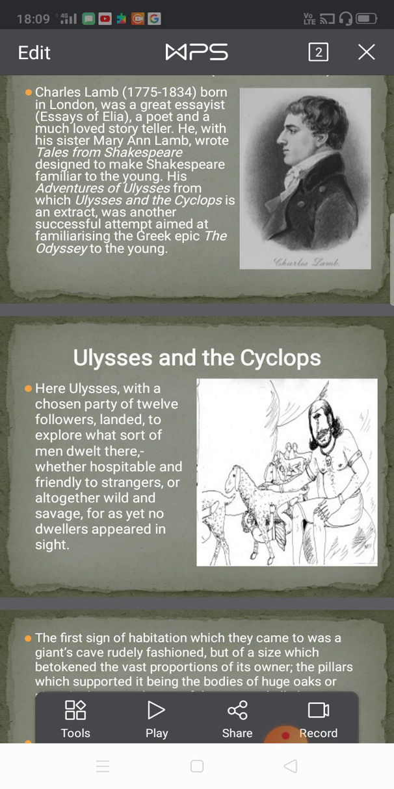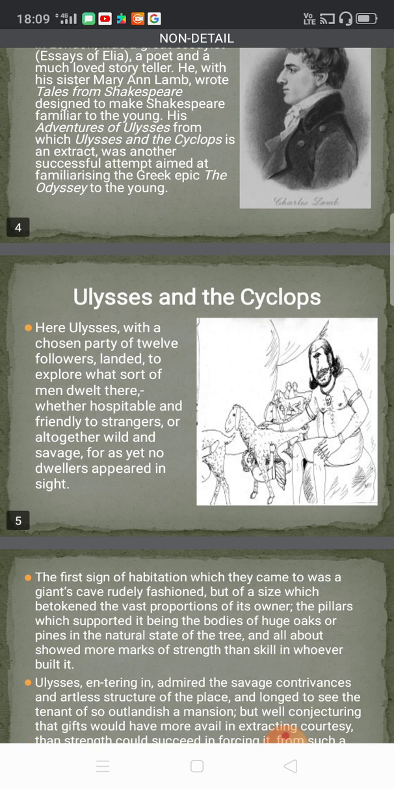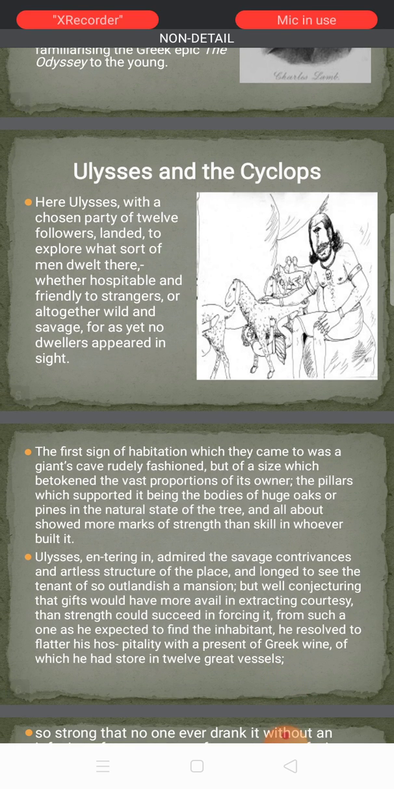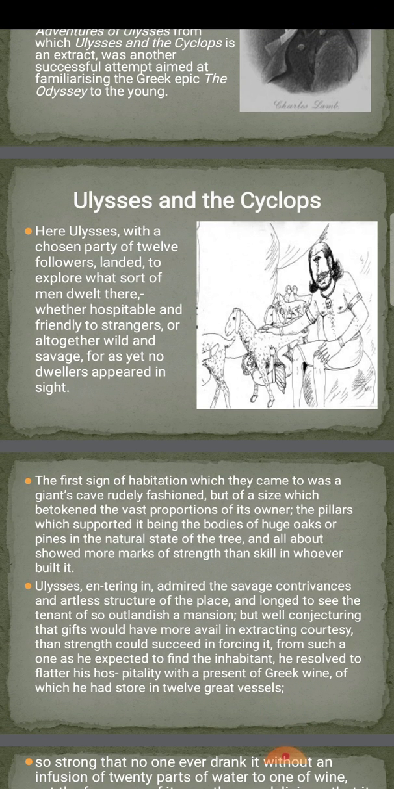As yet no dwellers appeared in sight. They were searching, who? Ulysses and his men. They were moving the ship. They landed in Sicily. They were searching for a place to take shelter for a few days, and no shelter was found. No people also were found.